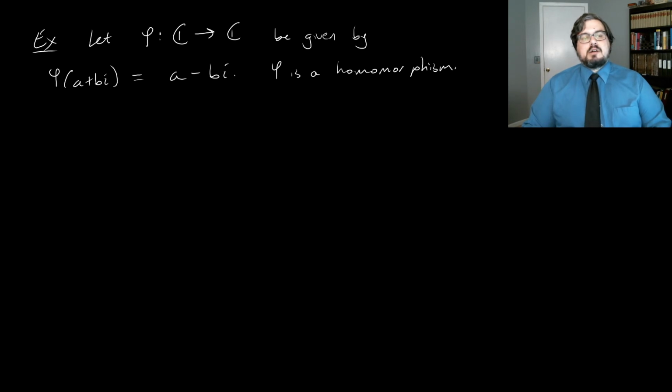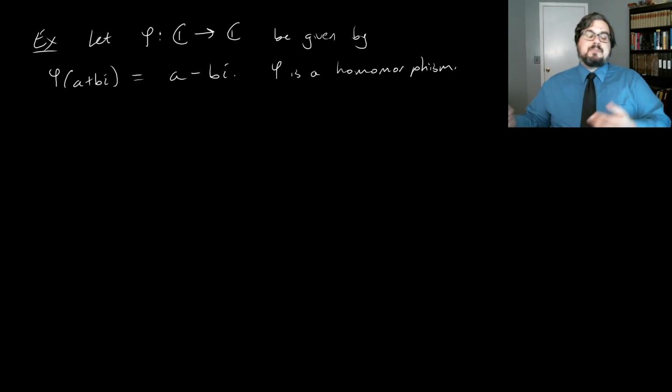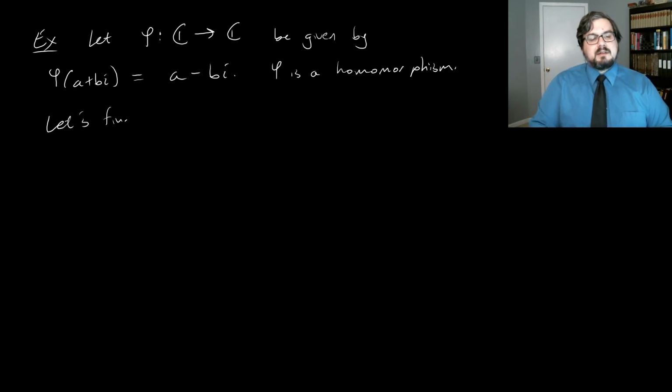Now, going about things the normal way for proving that just a general function is injective, we would say let's take a plus bi and maybe a prime plus b prime i. Take two elements, assume that they map to the same thing, and then make an argument about why they actually had to be equal to begin with. Because phi is a homomorphism, we can be more efficient about this. We can prove that phi is injective by computing the kernel. So let's find the kernel of phi.